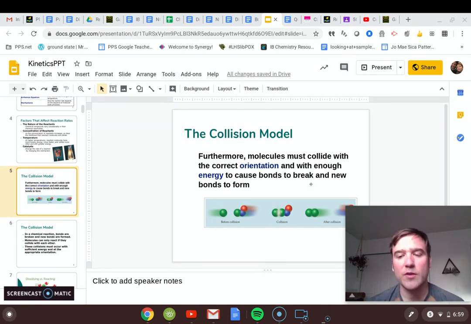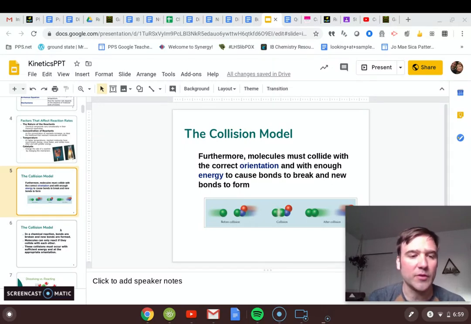So first of all, what you need to know is a chemical reaction can only take place when two particles, reactants, collide with each other. And the collisions that they have can't just be any old collisions. They have to have a sufficient amount of force and also the right orientation to cause this reaction to take place.